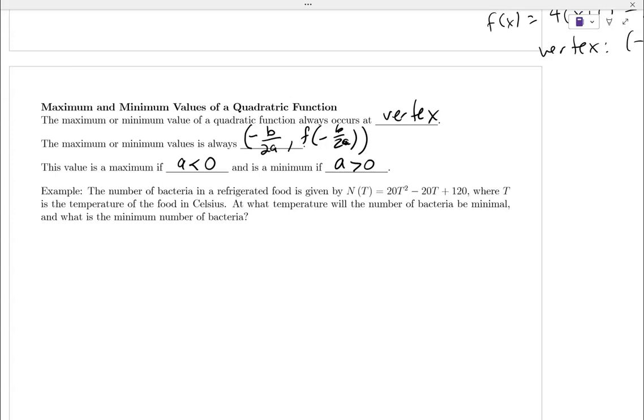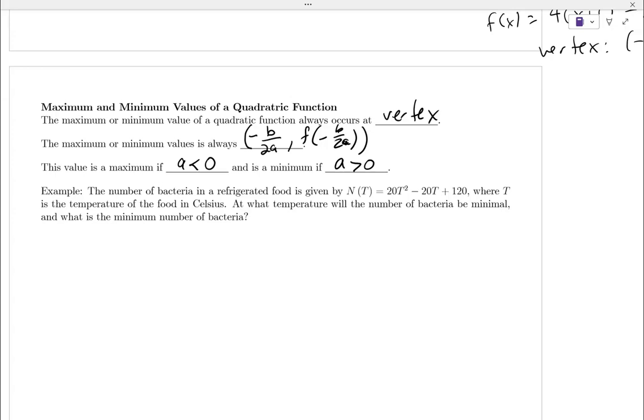What is playing the role of x? What is the input here? T is the temperature, right? So in that first question, when it says at what temperature do we have a minimum, are we looking for an x coordinate or a y coordinate? The x, right? We're looking for the x coordinate of the vertex, so that's the input. The output for the function is what? The number of bacteria, right? So the second question that says, what is the minimum number of bacteria? We're looking for the x or y? The y. Good, we're looking for the output.